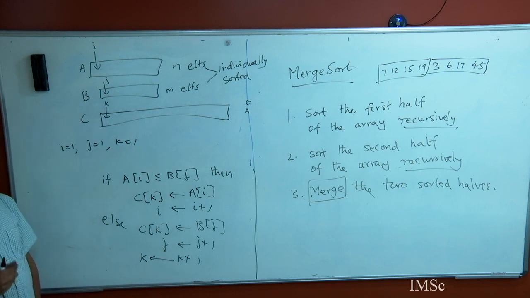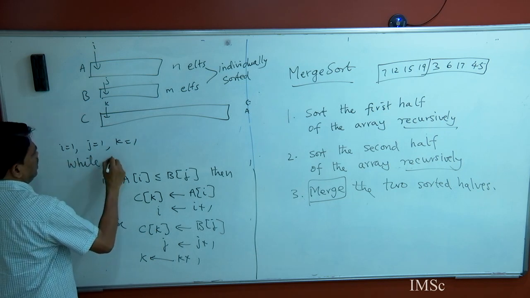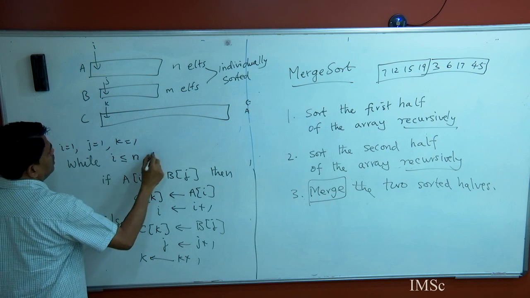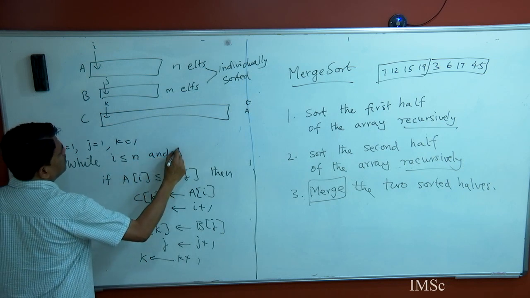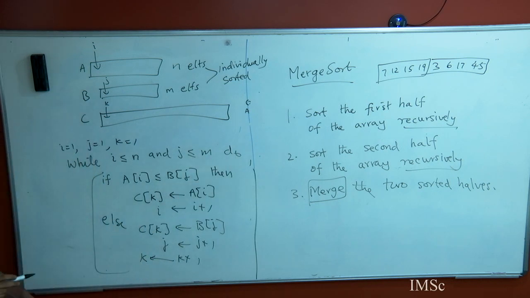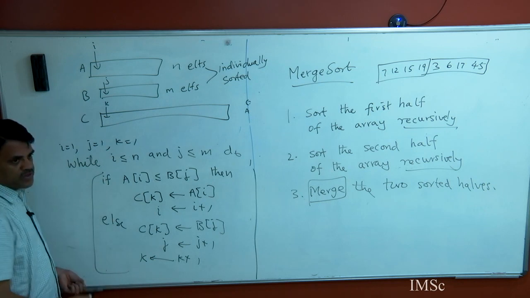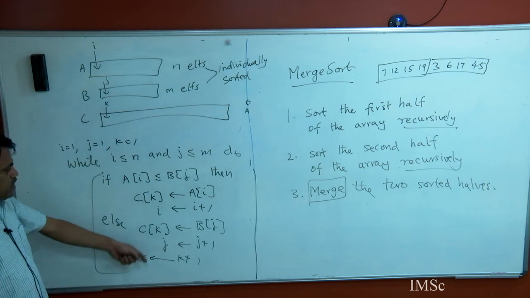How long does this go on? What sort of a loop do you want? Yes, so I'm going to say while i is less than or equal to n and j is less than or equal to m. Then k equals k plus 1, the increment. Yeah, after this if-then-else it has to be incremented, not individually, but this is outside.